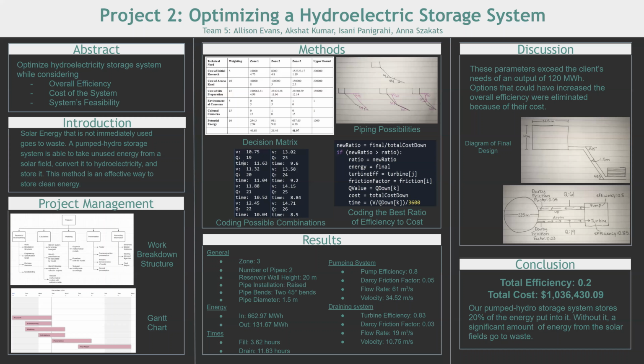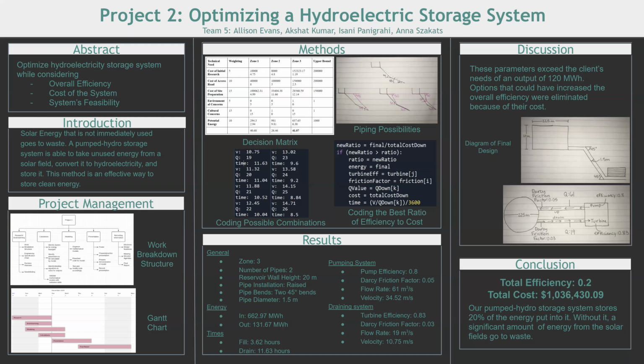The first code took possible flow rates and calculated the velocity and time to drain or fill. For pumping water, we narrowed down our velocities to being from 25 meters per second to 45 meters per second, and the time to fill below 6 hours because we wanted the water to be pumped quickly and use any available solar energy as quickly as possible.